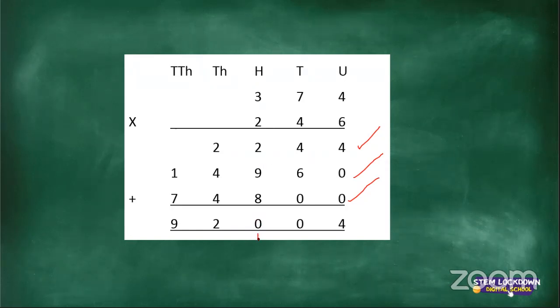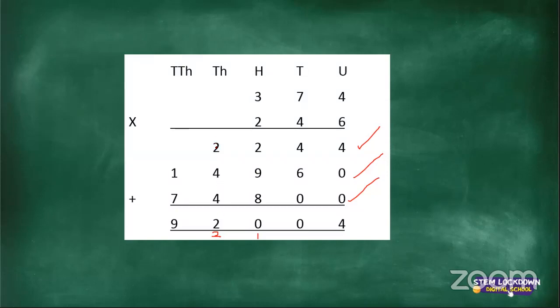Then 1 plus 9 is 10. 10 plus 8 is 18. 18 plus 2 is 20. So we put a 0 here and we carry a 2. Okay, please don't forget to do the carrying. It's very, very important that you have to carry.